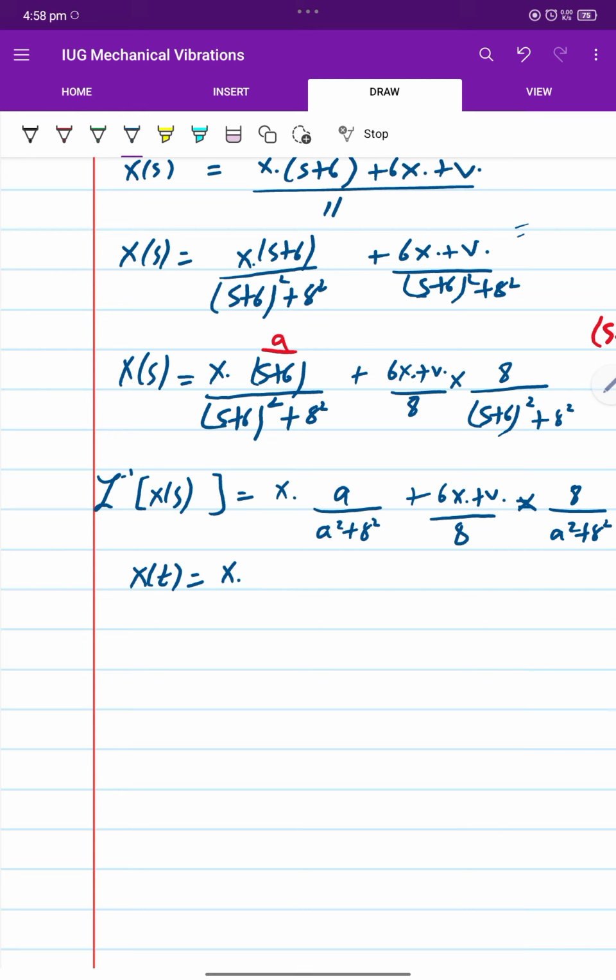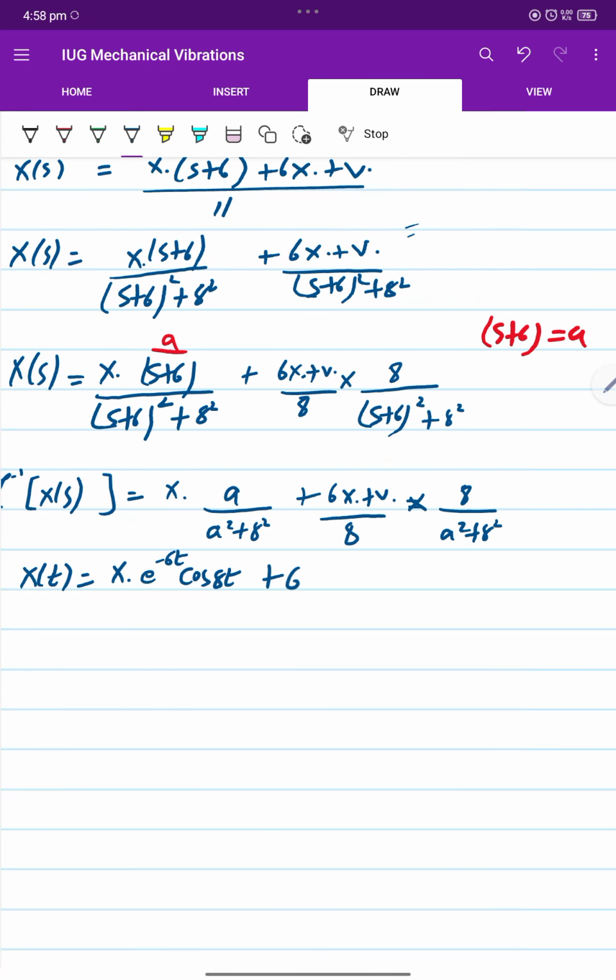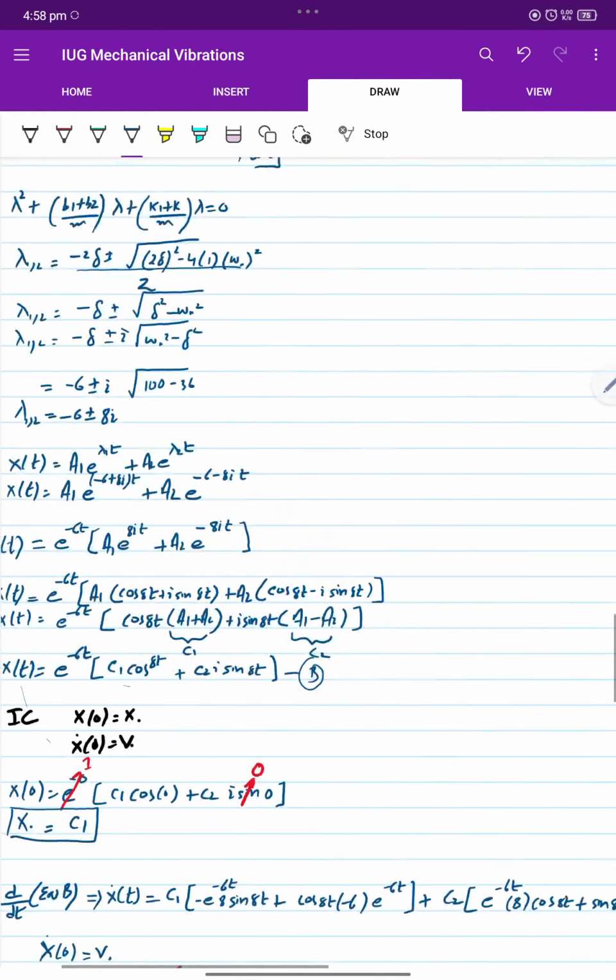X naught will remain at its place. We are applying the inverse Laplace transform on this expression, so it will become e exponent minus 6t, because that is not just a, that's s plus 6, into cosine of 8t, plus 6x naught plus v naught divided by 8 into e exponent minus 6t into sine of 8t. And if you just recall, that's a combination of this one.